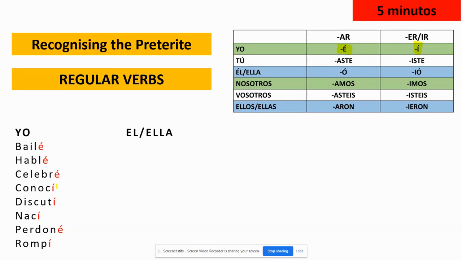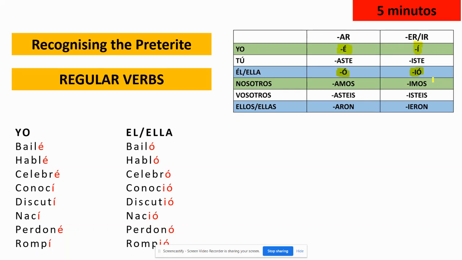If we look at él and ella, bailó, again, you know that it ends in O with an accent, it is to do with él or ella. Habló, celebró, conoció, ER or IR verb, I-Ó accent, discutió, nació, perdonó, rompió.